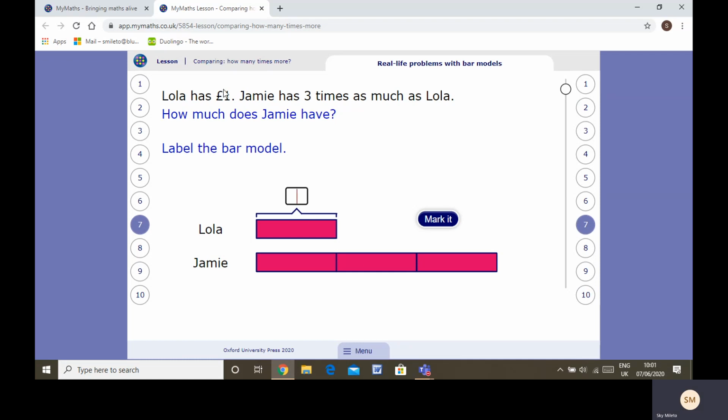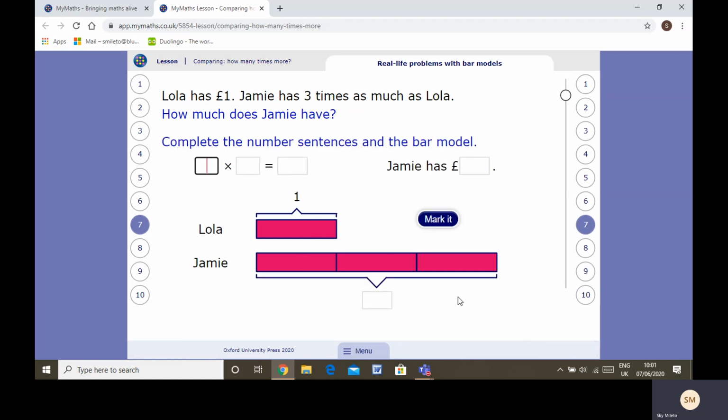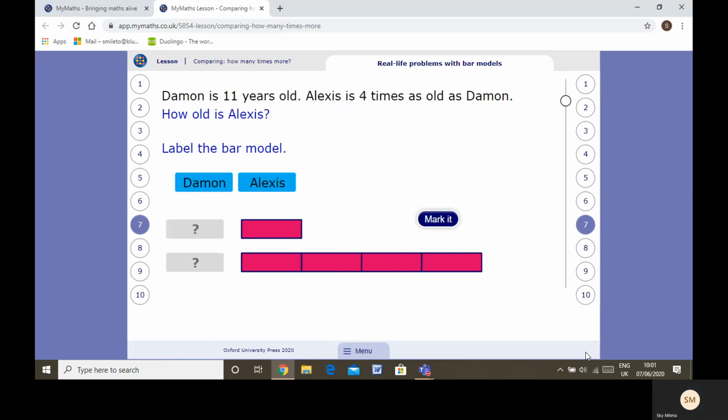We know that Lola has £1, so I'm going to type in 1. And if we know 1 bar is 1, then we know Jamie has 1, 1, 1. And we all know that 1 plus 1 plus 1, or 1 times 3, will give us 3. And therefore, we know Jamie has £3. You can type it in here as well. We'll do one more of this one.